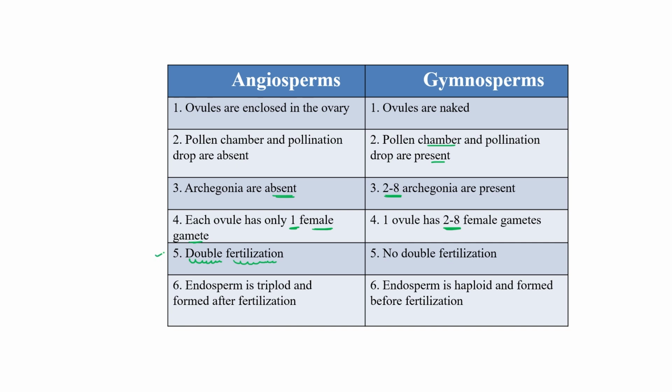And this is again a peculiar property of angiosperm. Here endosperm is triploid because triple fusion is there. So endosperm is triploid, formed after fertilization. Here in gymnosperm, endosperm is haploid and formed before fertilization. So these are the differences between angiosperm and gymnosperm.